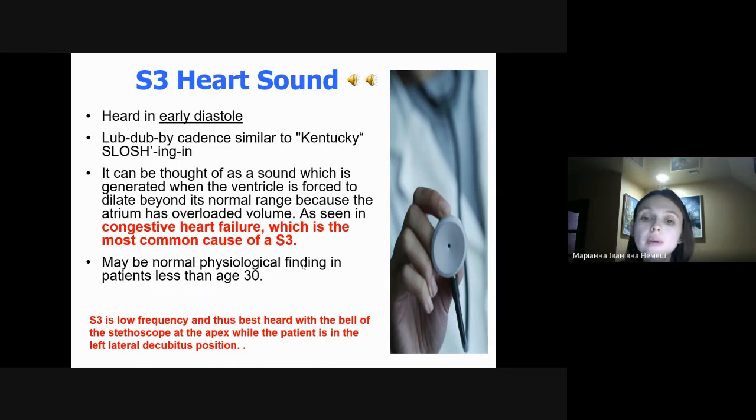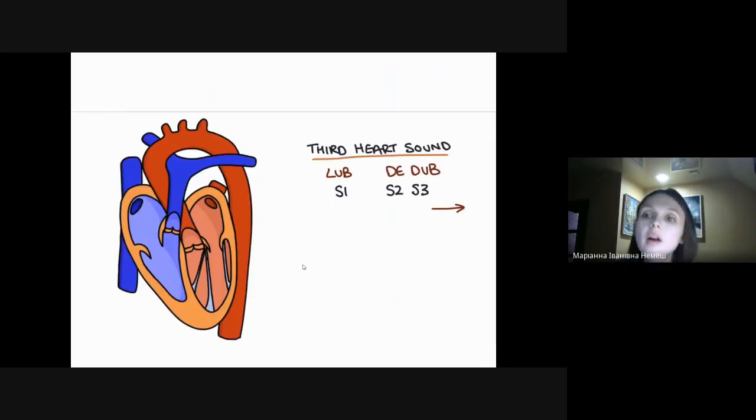Mainly, it's normal for people who are young, less than 30 years old. Also, this kind of sound is heard in people with heart failure. S3 is low frequency and thus best heard with the bell of the stethoscope at the apex, while the patient is in the left lateral decubitus position. Now here is the third heart sound.